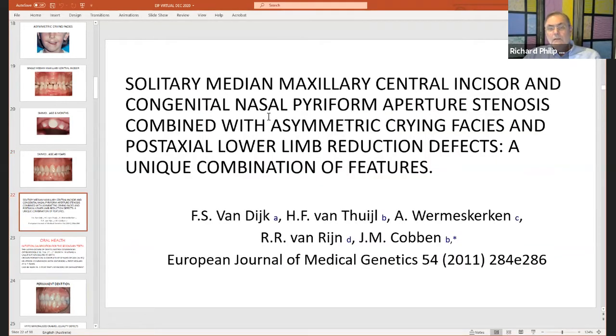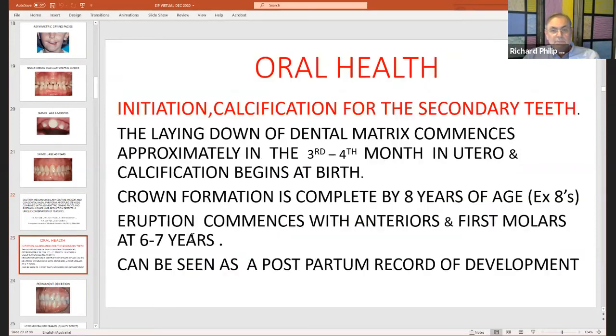Interestingly, the single median maxillary incisor was reported with asymmetric crying face not so long ago, and with other syndromes like Klinefelter's and Smith-Magenis. It's a very interesting syndrome, and it's always one to tuck away to remember. We used to have that single upper maxillary incisor.